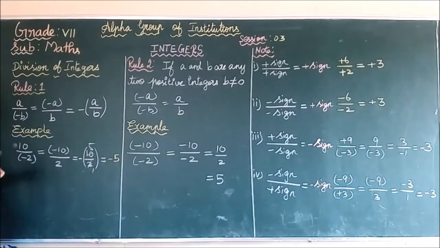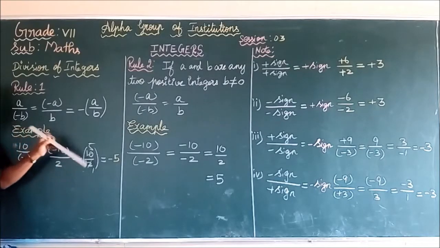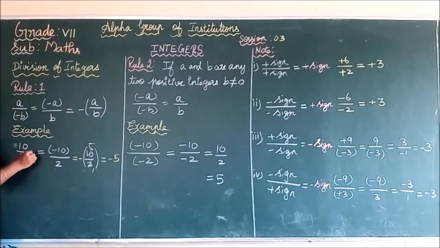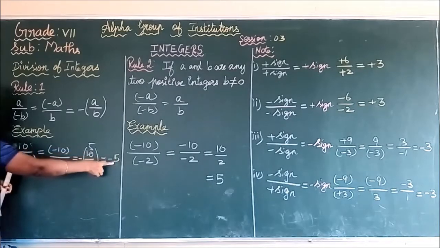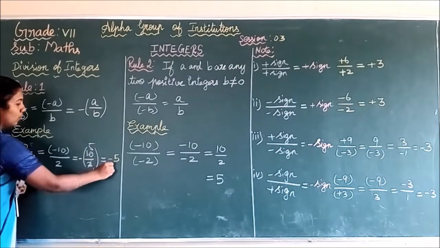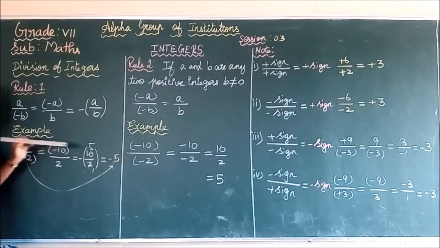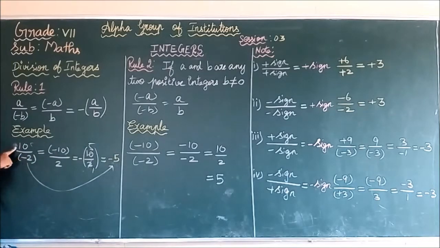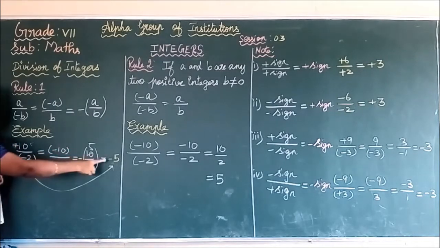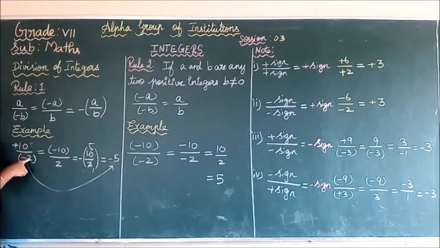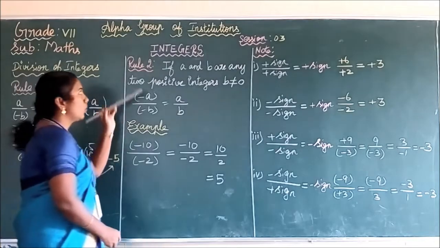When doing the sum in your classroom, we do not follow these steps, children, because we are adding these steps only for your understanding. In your classroom, you directly write 10 divided by 2 is 5 and write the answer. After this step, you go to this step only, not these two steps. Is it clear, children? Here you have plus 10 divided by minus 2. Plus divided by minus is minus, 10 divided by 2 is 5, the answer is minus 5. Is it clear, children? Next, rule 2.